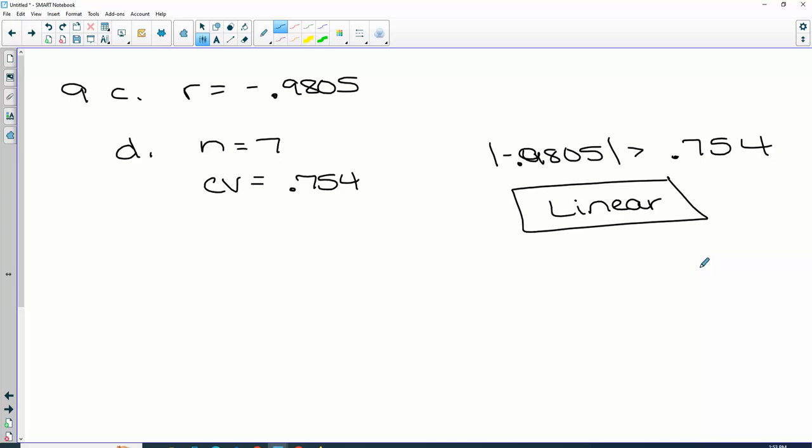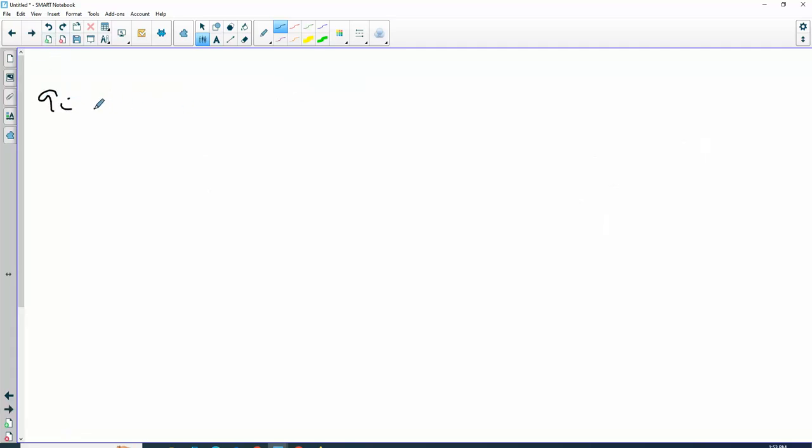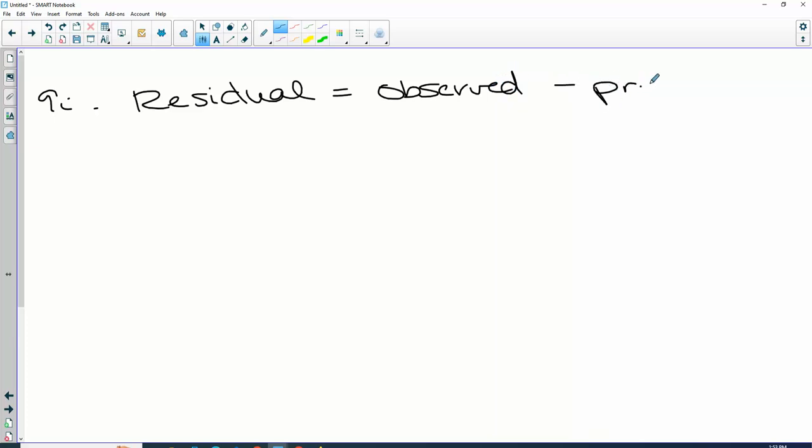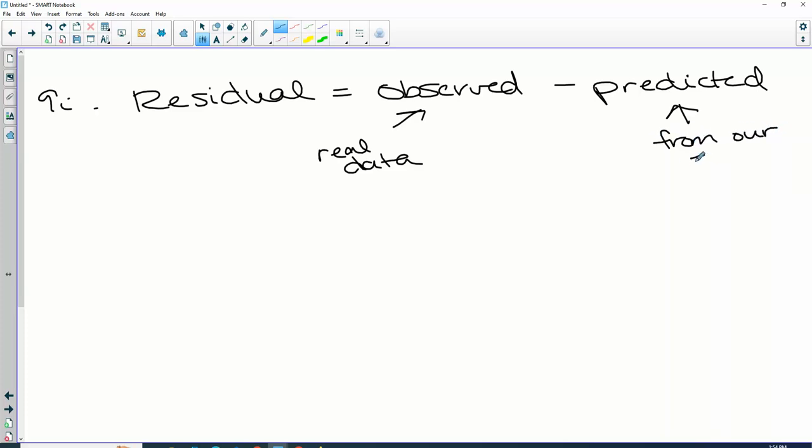So you can use your regression lines to make predictions and find your residuals. You guys are okay? Can you go over I? Yes, absolutely. So residual is observed minus predicted. Observed is from the real data. Predicted is from our equation that we wrote.